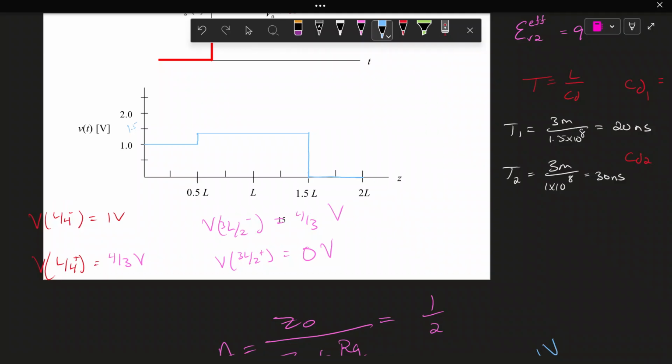Okay, we should label our values here. So this is 1 volt. This is 4 over 3 volts. This is 0 volts.